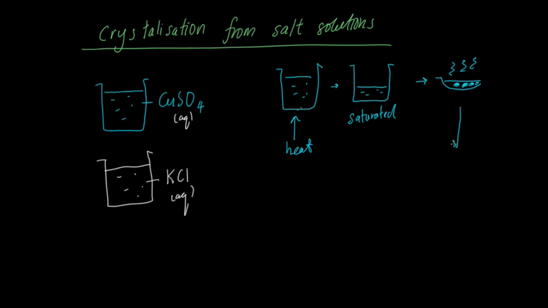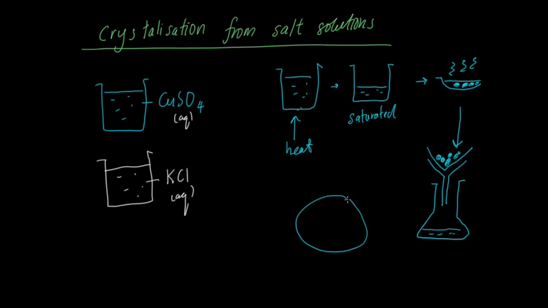Now, if you want to be fast, you can filter out these crystals. Here, put filter paper. Here is the excess water, and here you will get crystals. Now, these crystals are a little bit wet, so you just have to dry them. When you open your filter paper, your crystals are here. You just have to dry them between filter paper, or you can just leave them to air dry.